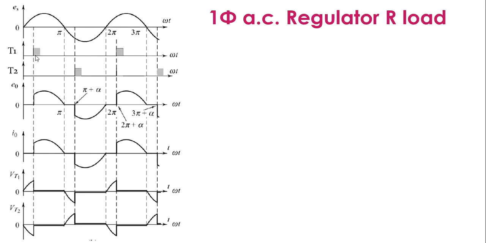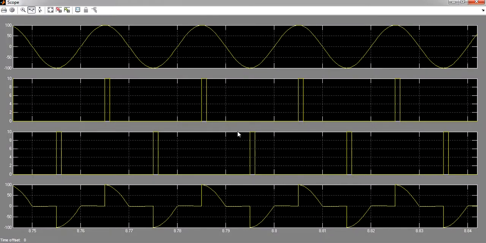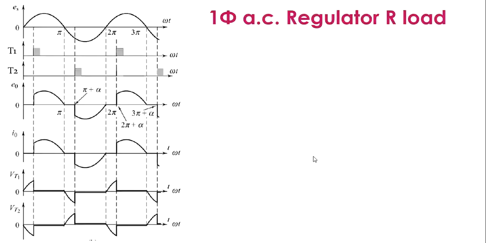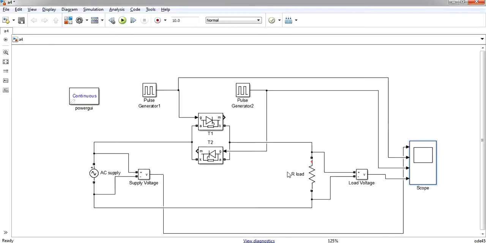So can you relate it with the theory? See, T1 has been triggered, so you are getting load voltage. Then after pi plus alpha, the second pulse has been triggered, that is T2 has been triggered, and you are getting the load voltage on the negative side. So the same waveforms we have got, and in this way we are done with the simulation of your single phase AC voltage regulator. Thank you.